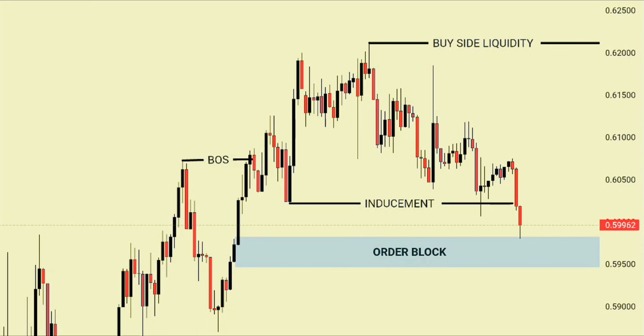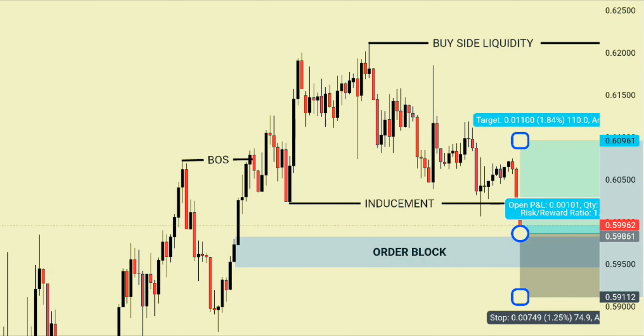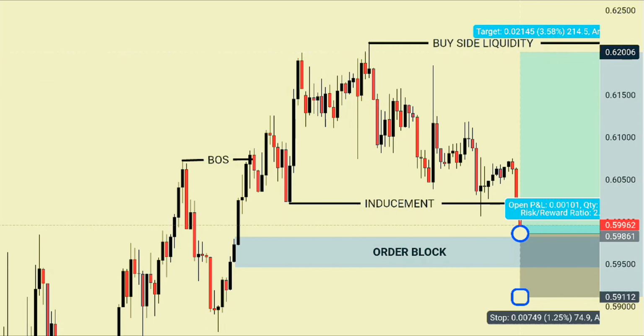In this example, the target for our buy trade is the liquidity above the previous highs, the buy-side liquidity zone. Once price taps into the bullish order block, we see a strong bullish reaction. This reaction shows us that institutional buying is active and price is ready for a move to the upside. This is the exact moment to enter the buy trade. The entry is placed inside the order block after the market sweeps the inducement.